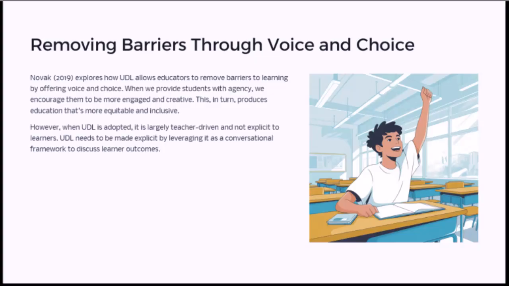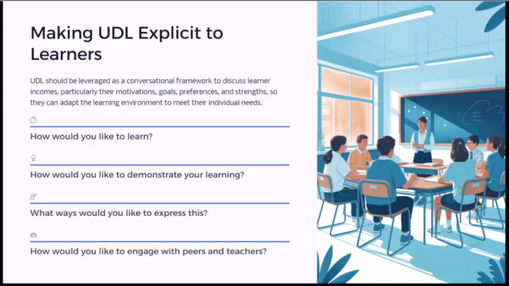However, to date, when universal design for learning is adopted, it's largely teacher-driven and not made explicit to learners. We're proposing to use universal design for learning in an explicit way to support self-regulated learning and to teach self-regulating learning skills. As mentioned previously, self-regulated learning needs to be made explicit. Using universal design for learning as a conversational framework in an explicit way is critical.